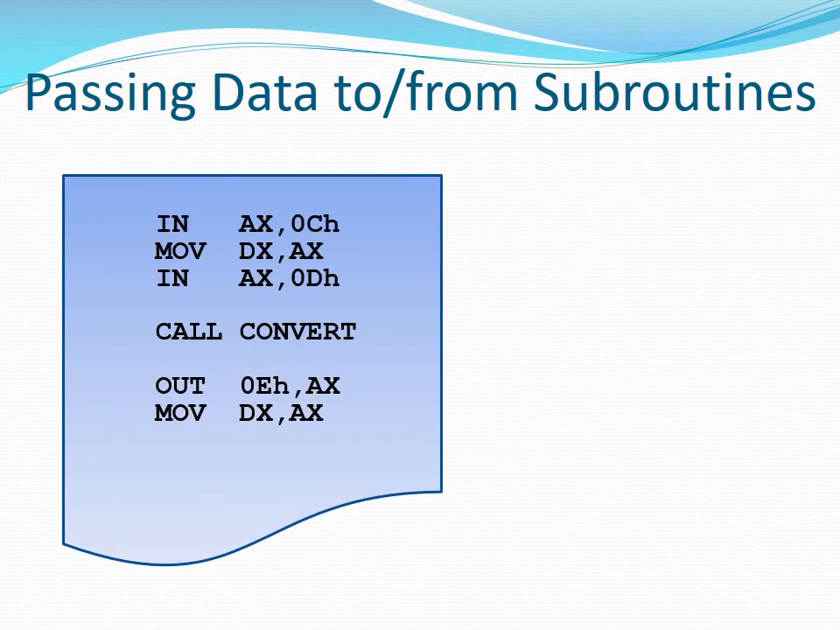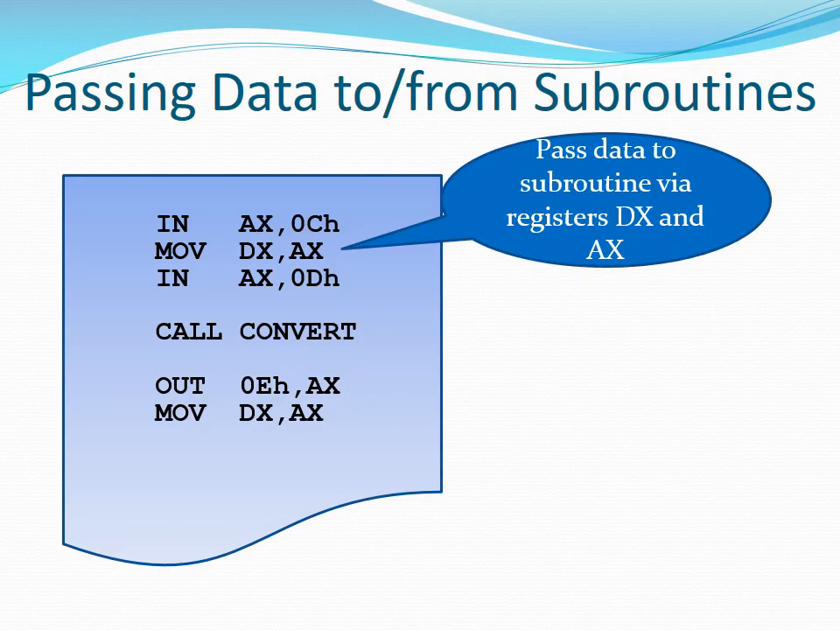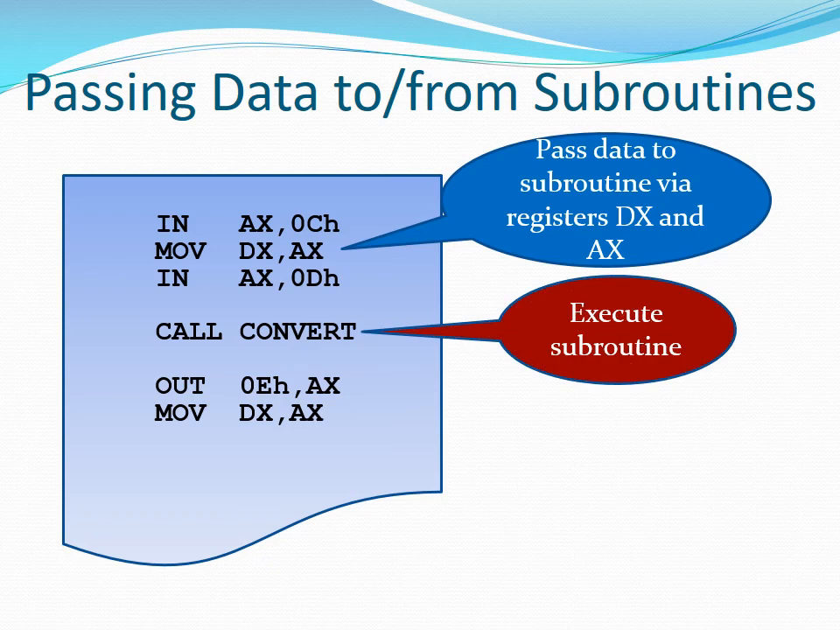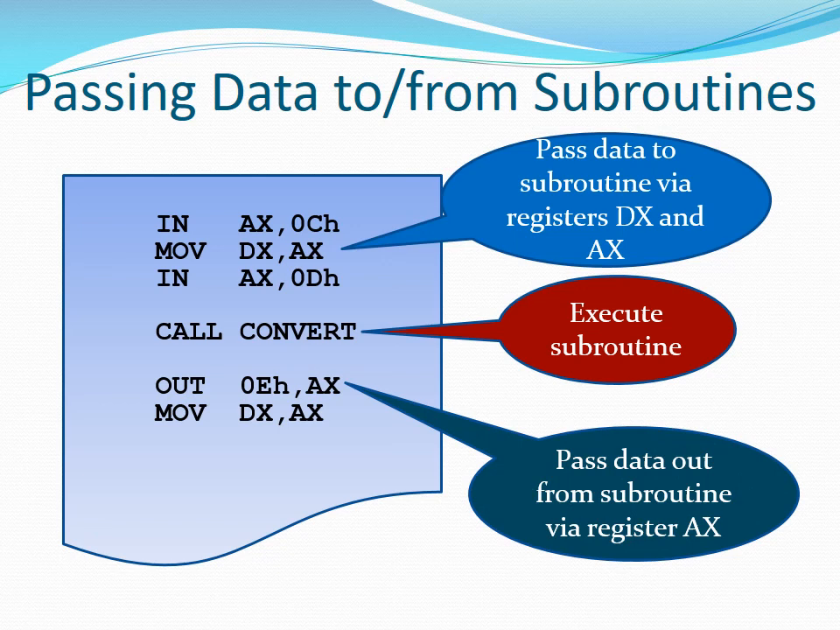This example illustrates the passing of data between routines using registers. The calling routine initializes registers DX and AX with the input data before calling the subroutine convert. When the subroutine executes, it carries out the operation that it is designed to carry out and stores the results of the operation in register AX. The calling routine can then access register AX and use the contents of the register for further purposes in the program.